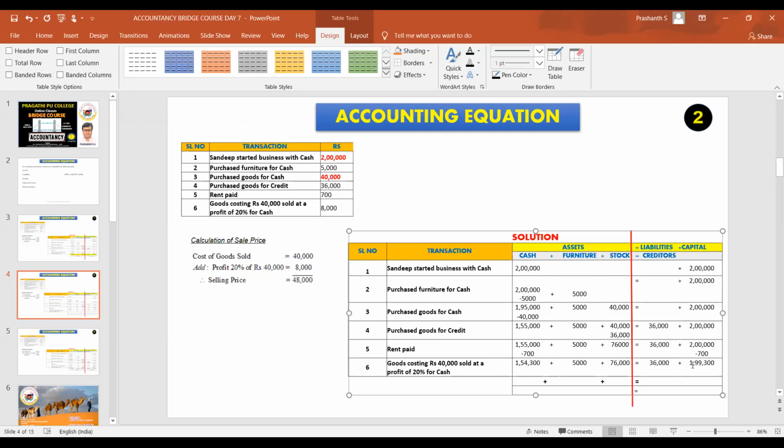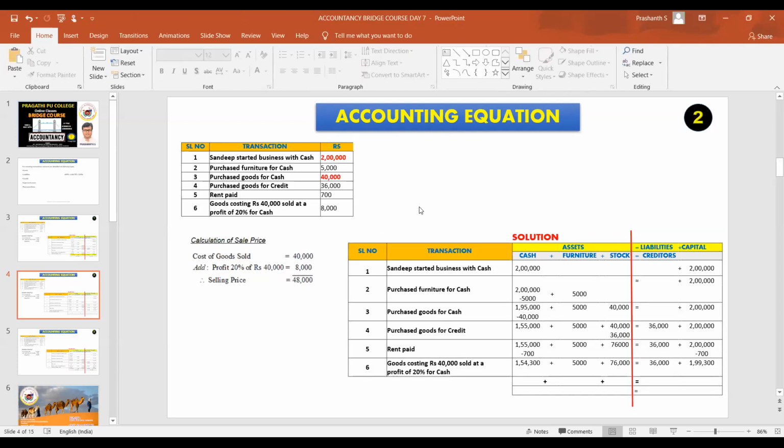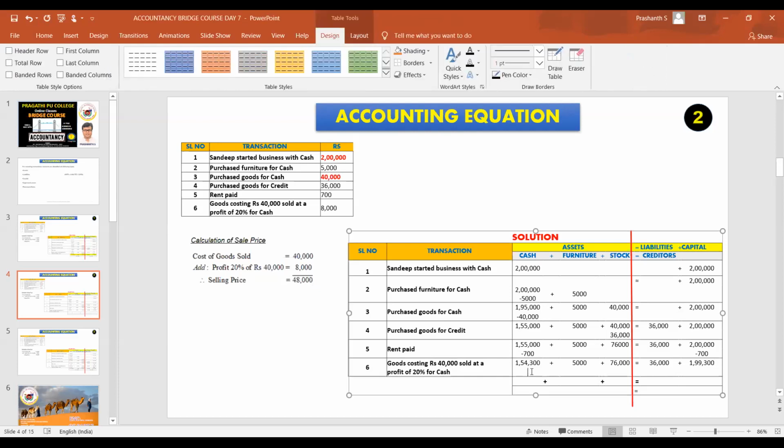1,99,300 is coming into picture. Next, come to this 6th one. What is the question saying? Goods costing rupees 40,000 sold at a profit of 20% for cash. That means the goods are sold at a selling price of 48,000. Out of this cash, 48,000 is coming in.